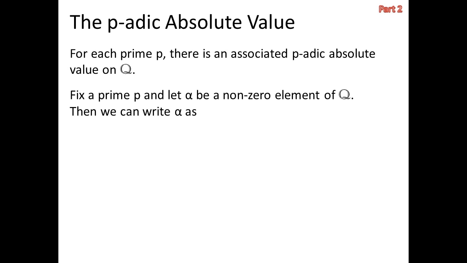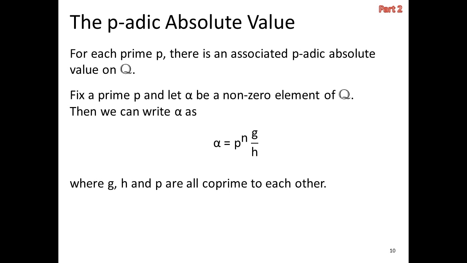So what do we do? Well, first of all, we fix a prime p. So p is fixed. And we let alpha be a non-zero element of Q. Then what we do to alpha is we factor out the powers of p in it. So n here is an integer, and g over h is a fraction in its lowest terms, and g doesn't contain any factors of p, and neither does h. So we can always do this. What this basically means is g, h, and p are all co-prime to each other.